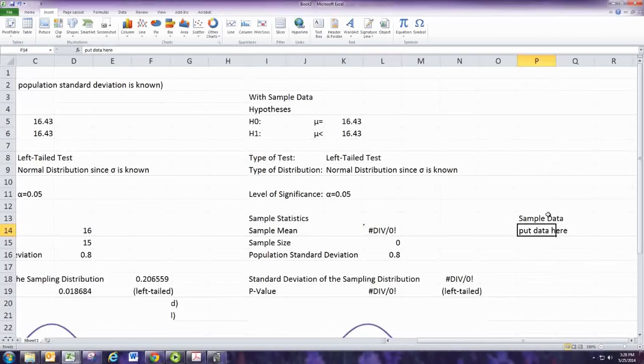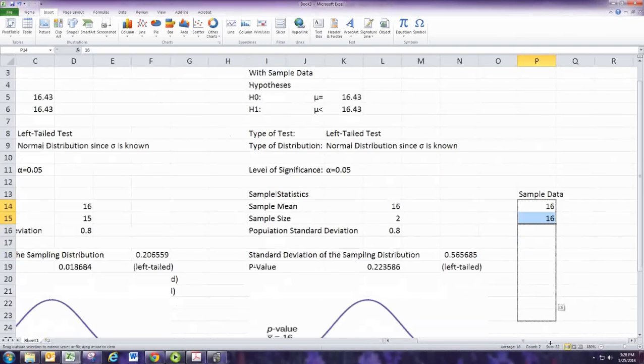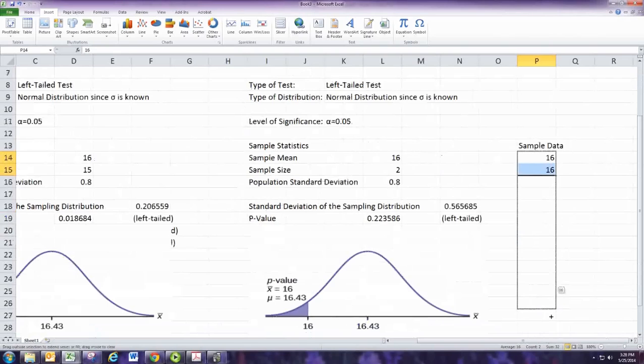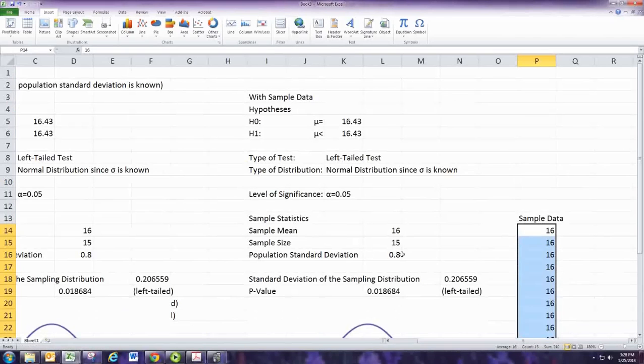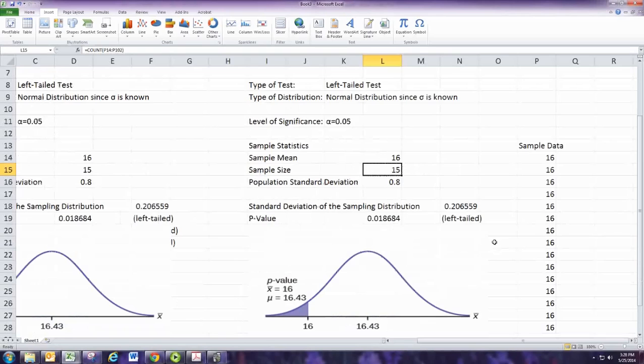So, I mean, I can put in some sample data here. So he had 16 and 16, and we can put in 15 of them. There. And you get, of course, the same results, since we now have a sample that has a sample mean of 16 and a sample size of 15. Of course, chances are he didn't have 15 swim times that were all 16 seconds. They just averaged to 16 seconds.